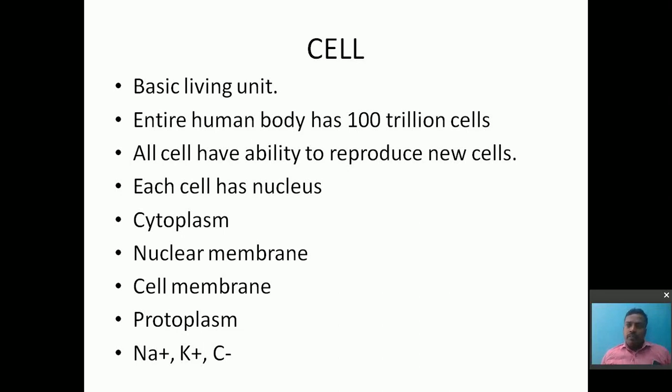The group of cell liquid and active chemical things is called protoplasm. The protoplasm contains water molecules, sodium ions, potassium ions, and chloride ions. Sodium and potassium are positively charged ions, and chloride is a negatively charged ion.